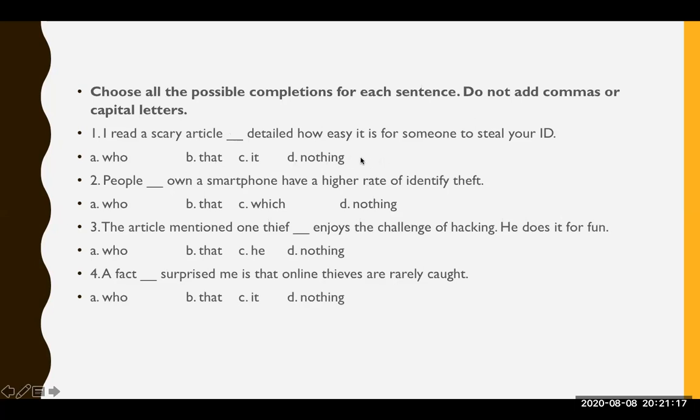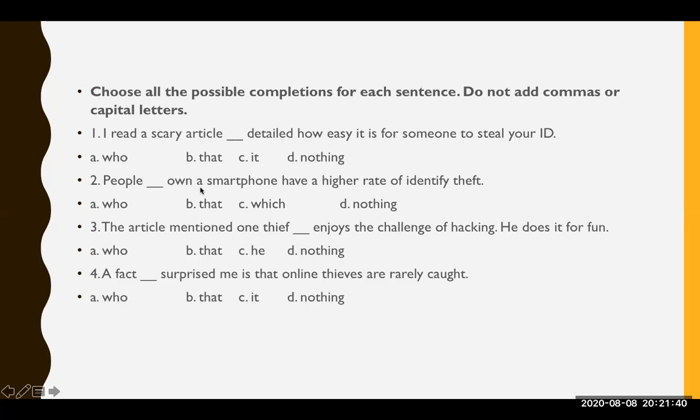If there is "which," one of the options, "which" is correct. With C, it can be correct if there is a full stop and then a capital, or a semicolon. You keep the I in it, a small I in it. But again, the question says don't add commas or add capital letters.